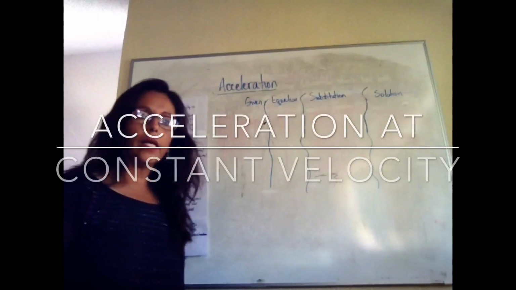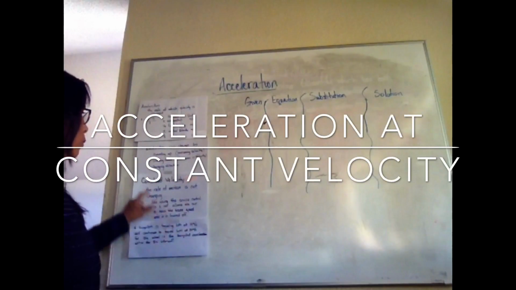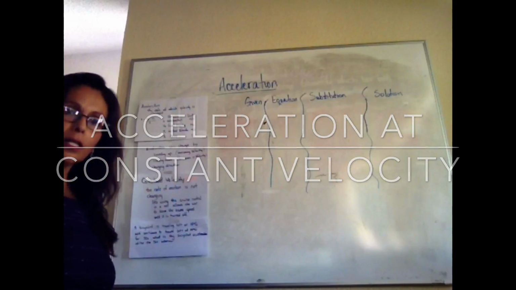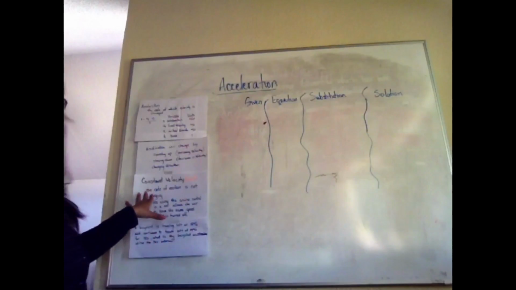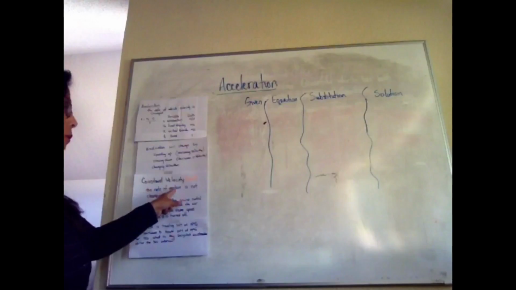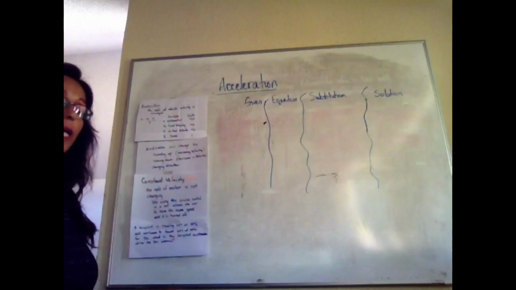Now let's look at a second example. And in this example, we're going to see what happens if you're traveling at a constant velocity, which, remember, is where the rate of change of motion is not changed. You're going at the same speed.